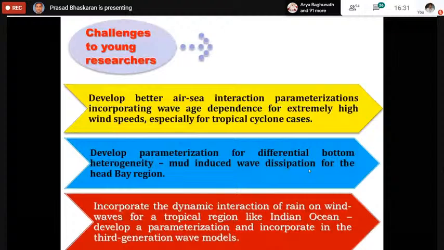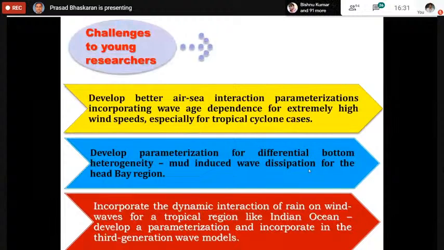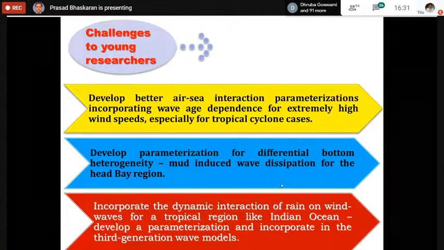And finally, I would like to conclude. These are the last slide actually, some of the challenges to the young researchers. It is a very high time that we should contribute, because today you are having a lot of data, a lot of information available. We need to think how we can take this particular field to the next level. So there is a very large scope to improve or to develop better air-sea interaction parameterization.